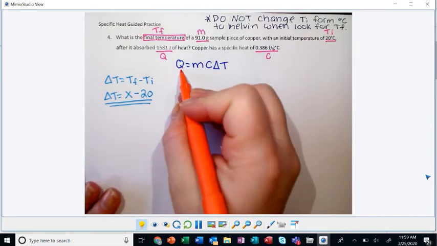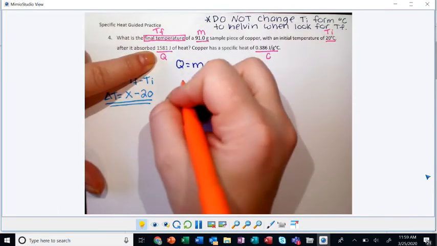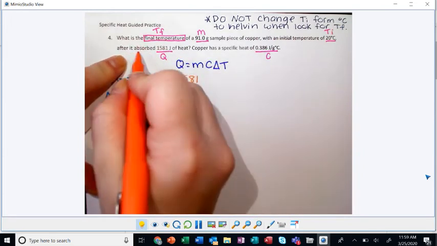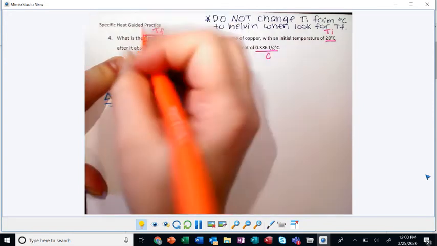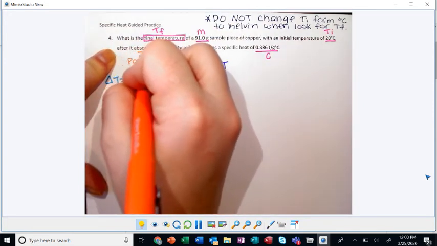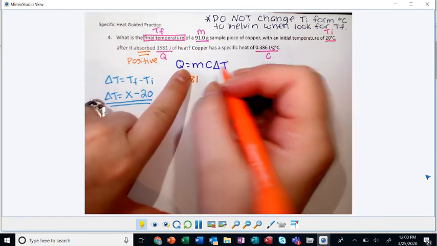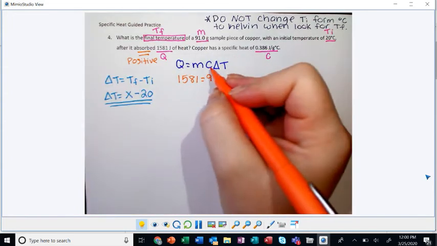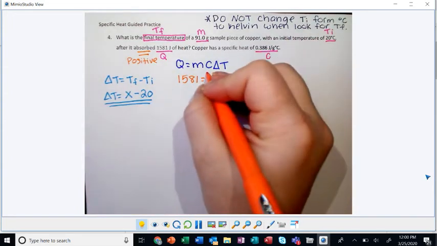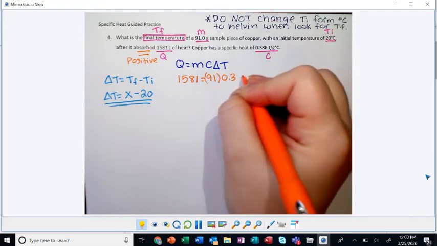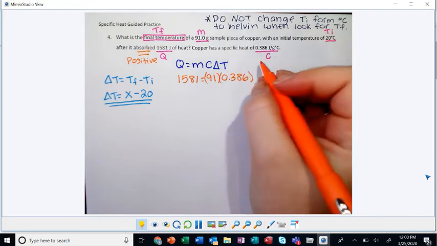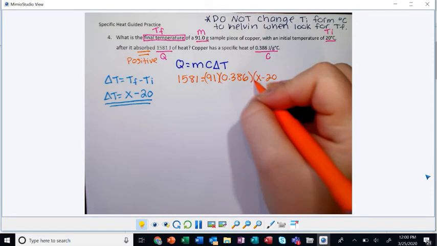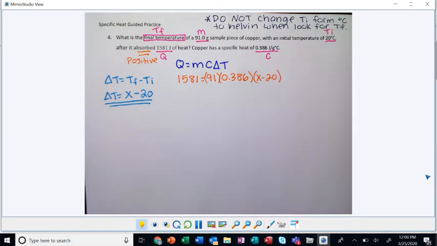So plug in our numbers now. Q, so in place of Q, we have 1,581. Remember, it is positive because we absorbed heat, so it must be positive, right? Equals my M, which is 91, my C, which is 0.386, and then my delta T, which is X minus 20. All right, so there it is.